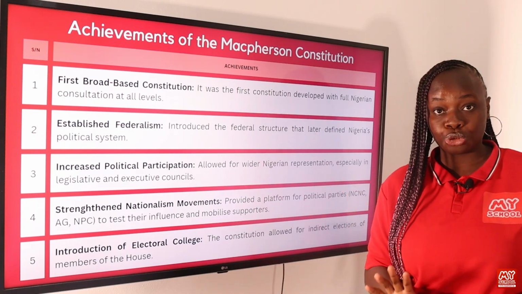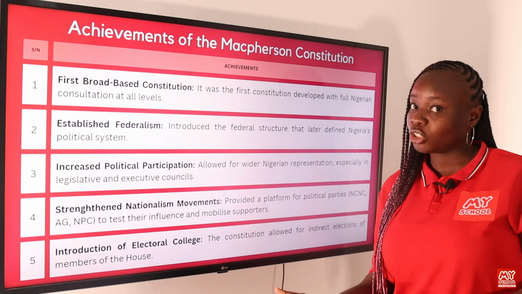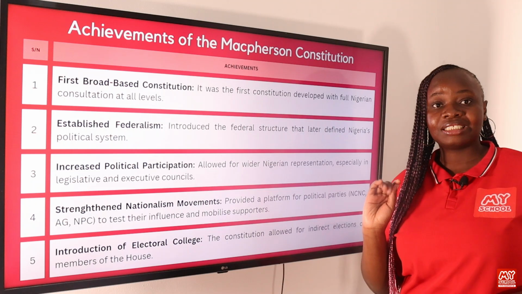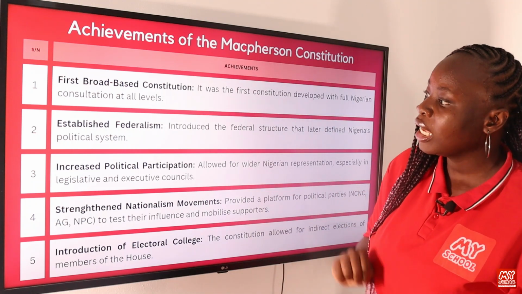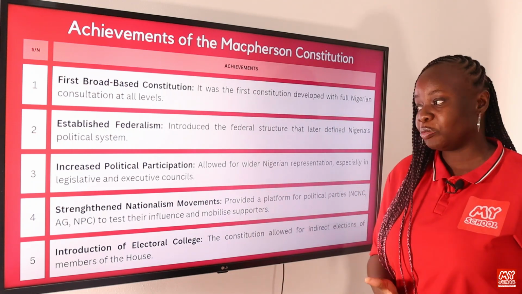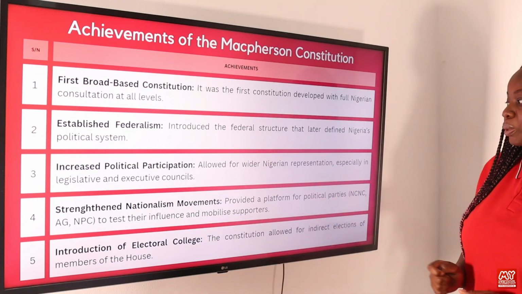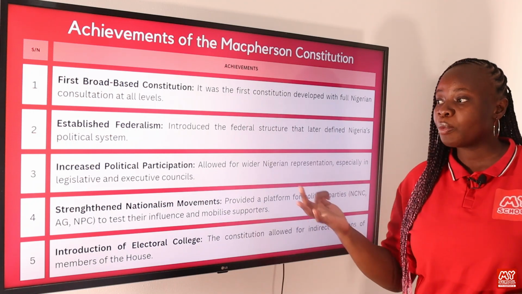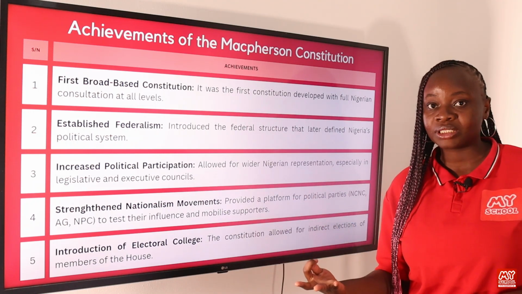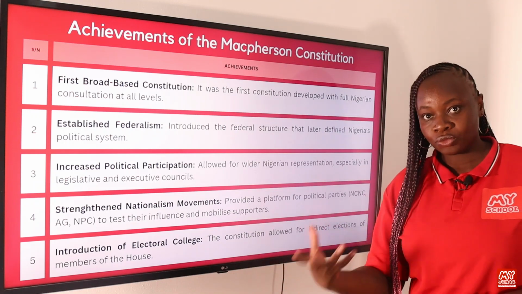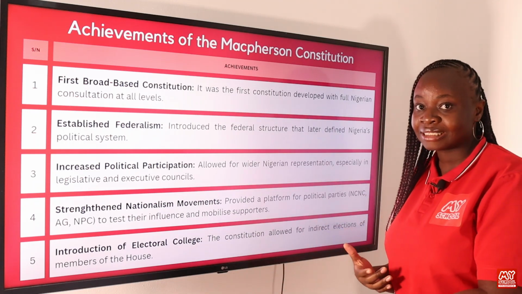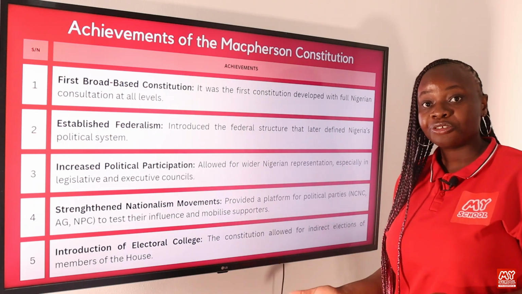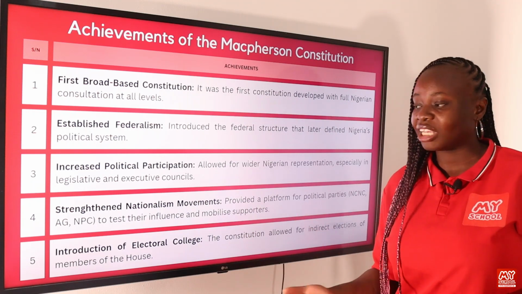Although Nigeria was not truly a federal state at the time the Macpherson Constitution was created, it introduced that federal structure, which later defined Nigeria's political system. Then there was also increased political participation, which allowed for wider Nigerian representation, especially in legislative and executive councils. People were allowed to be elected into these different houses. And then those elected, the various regions can get people to represent them at the Central Assembly. So this allowed for increased political participation from Nigerians.